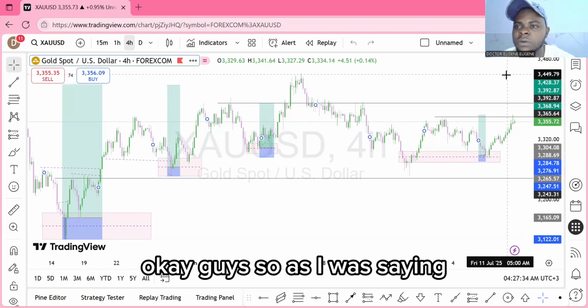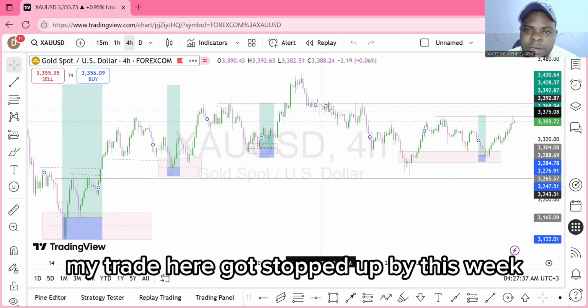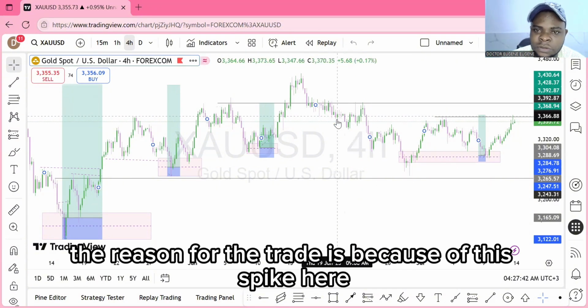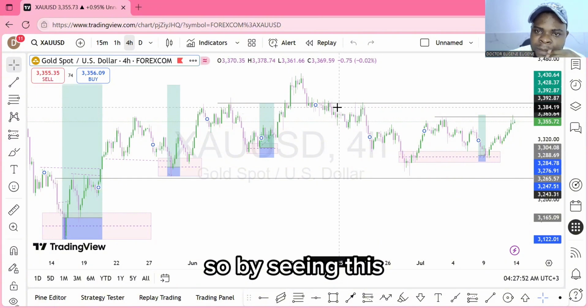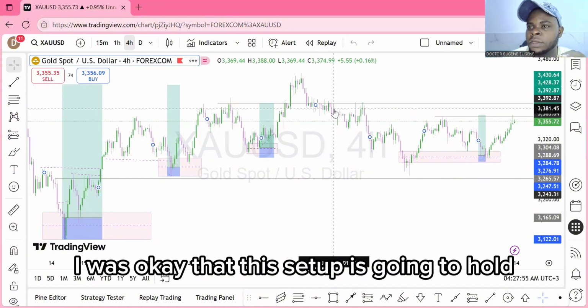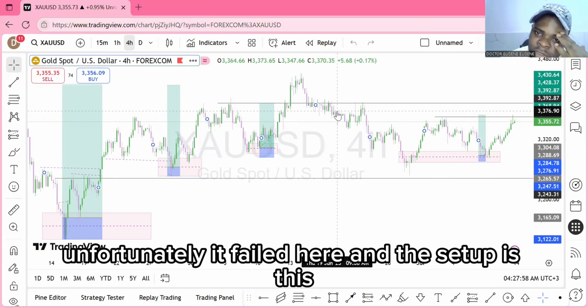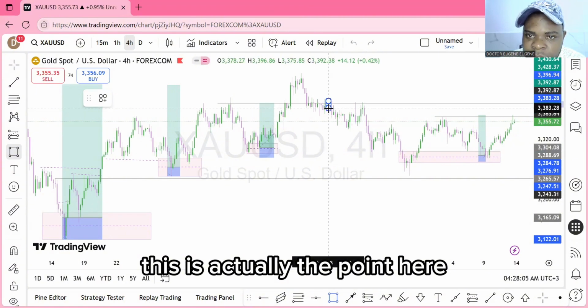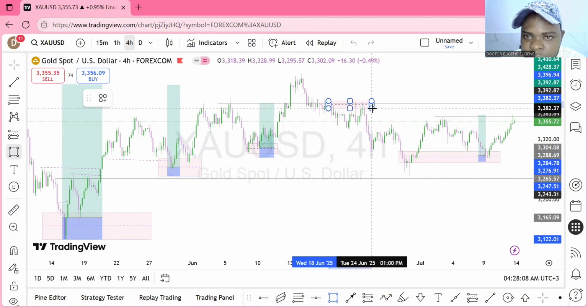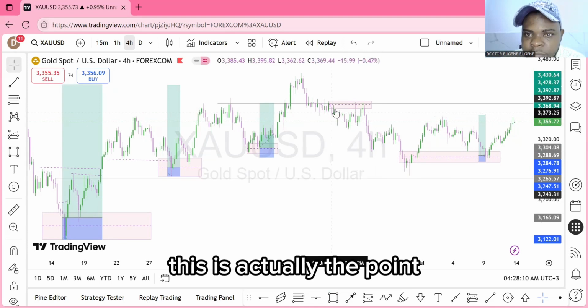Okay, guys. So as I was saying, my trade here got stopped out by this wick. The reason for the trade is this spike here, and I wasn't patient enough to confirm this setup. By seeing this, I thought that this setup was going to hold. Unfortunately, it failed here. And the setup is this. This is actually the point.